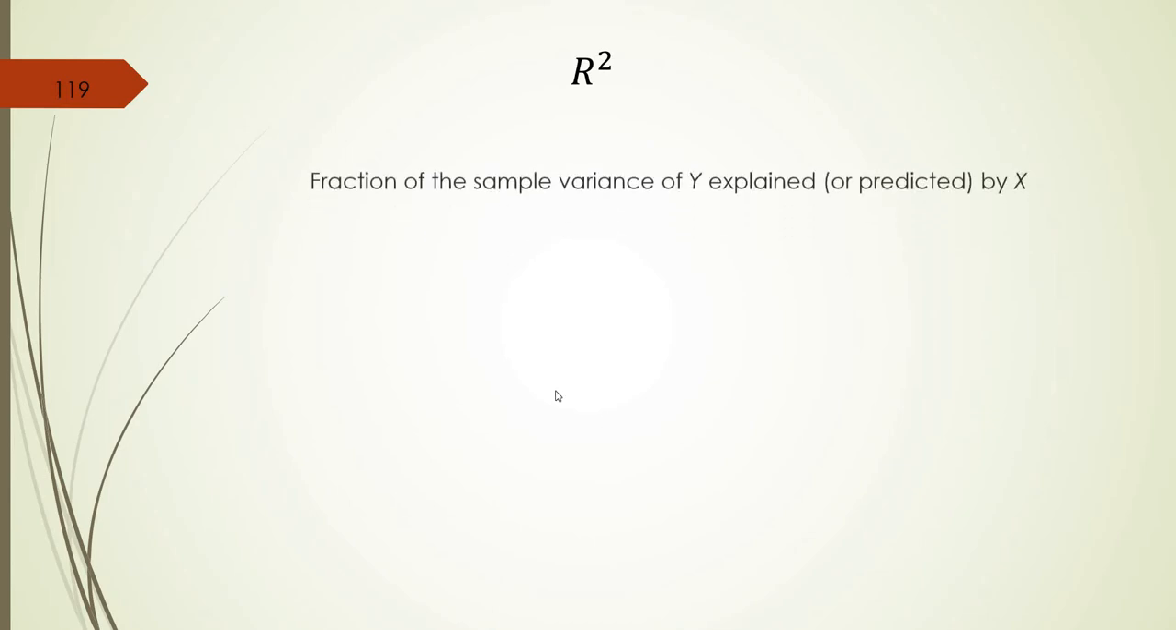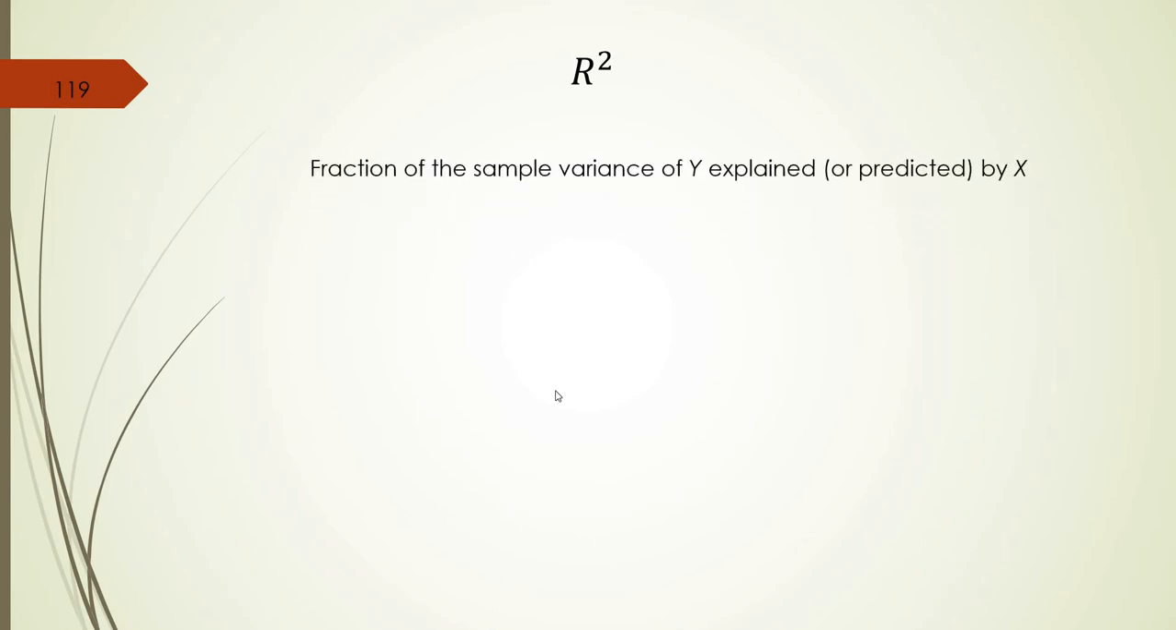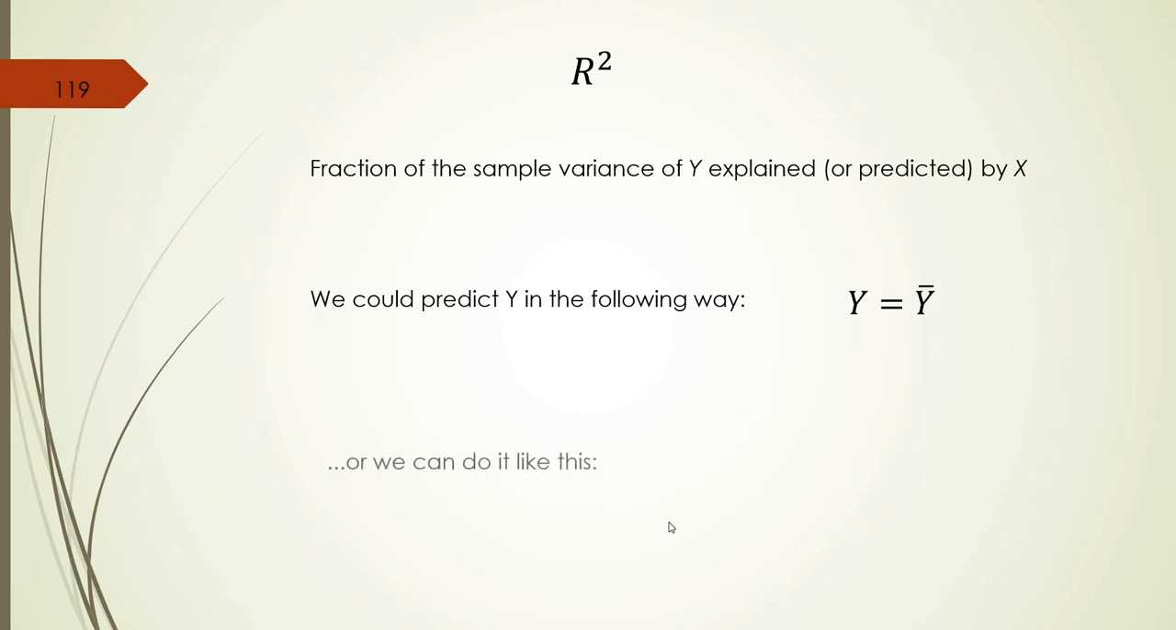R squared is very famous, very simple to implement and to comment on, but it is not always reliable. Anyway, this is the fraction of the sample variance of y explained or predicted by x. We can do prediction like this: on the basis of the average value of y, we can say what y will be in the future, but this is not really reliable.